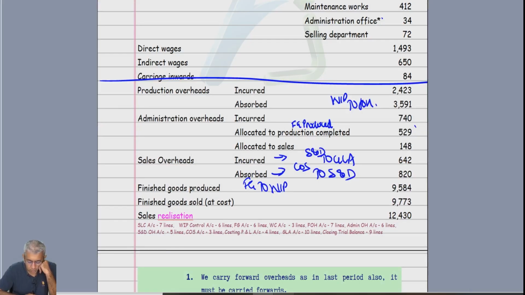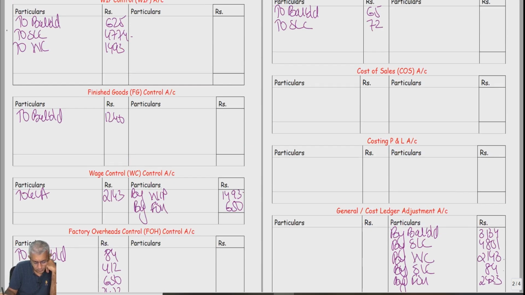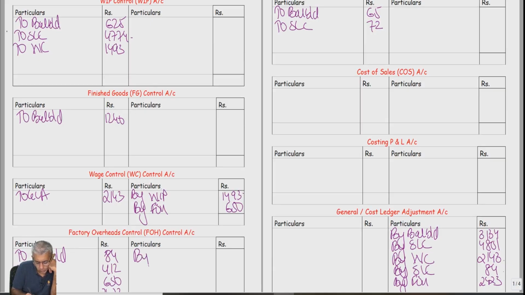Further, production overheads absorbed 3591. Now production overheads absorbed 3591. Factory overheads, they get absorbed to which particular account, beta? WIP. So therefore, by WIP 3591 to factory overheads 3591.